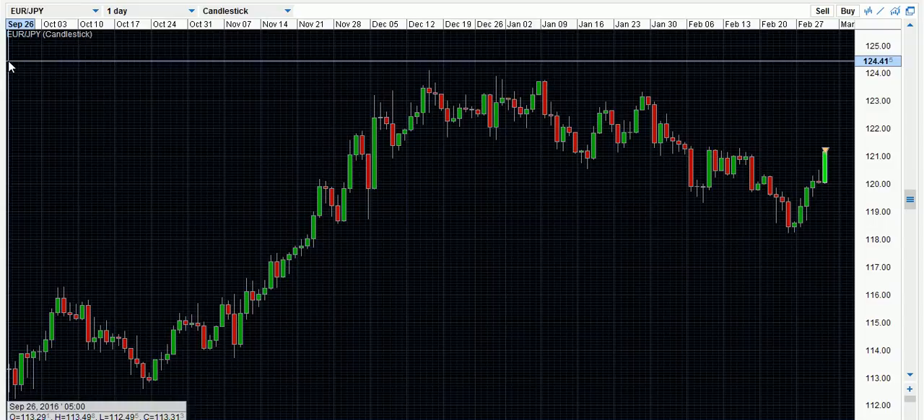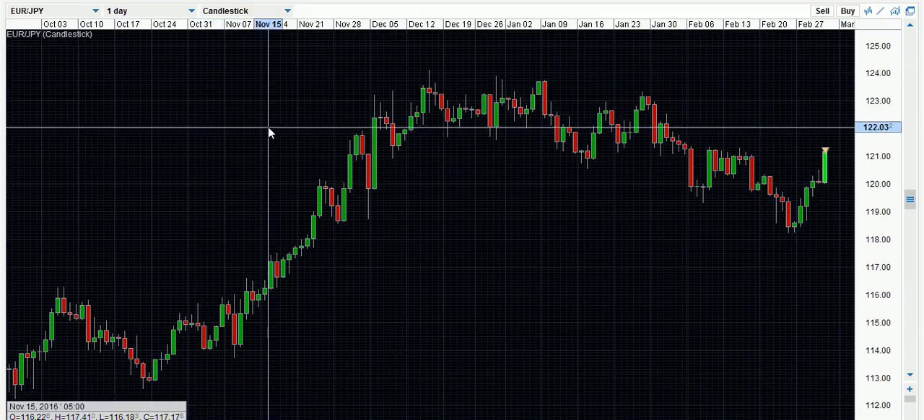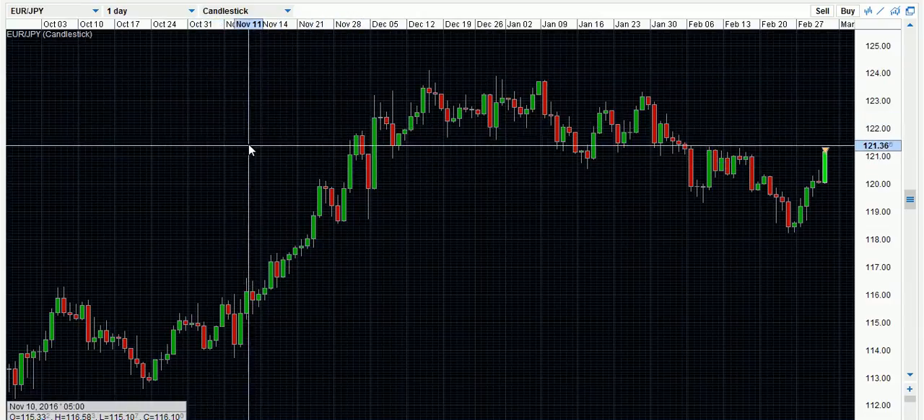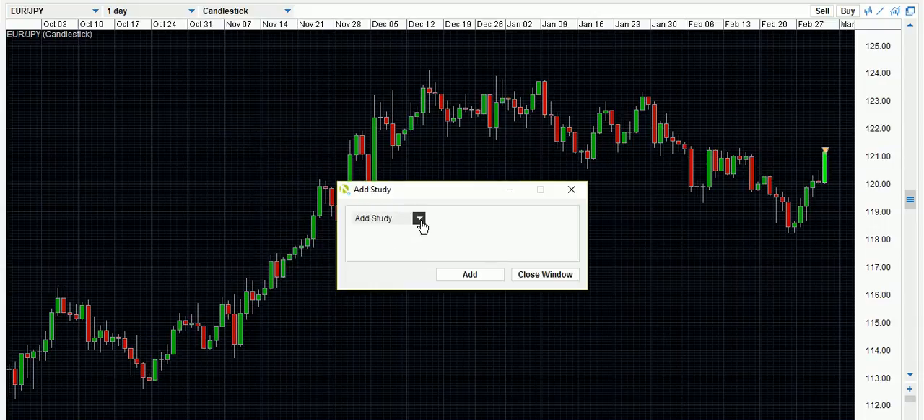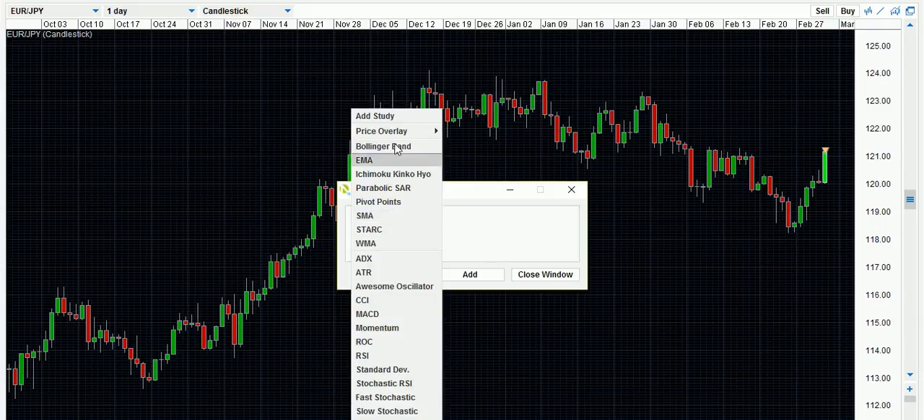So in front of us now we've got the Euro JPY daily chart, and we will apply the Bollinger Band. We do that by right-clicking anywhere in open space on the charts, not on a candle. Right-click, and then we click Add Study. That brings us a drop-down box where we can select the different indicators we can apply to the charts. In this instance, we're going to select Bollinger Bands.